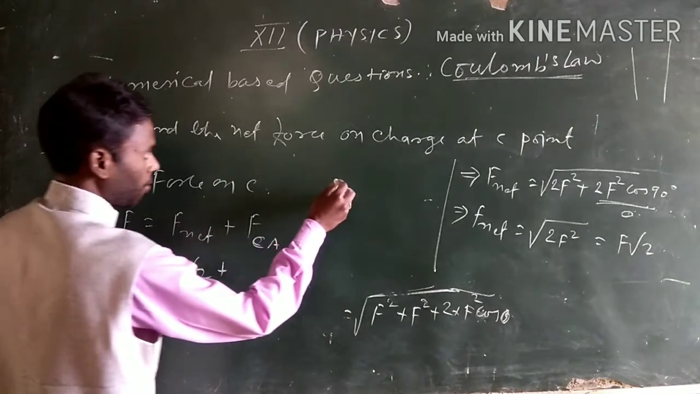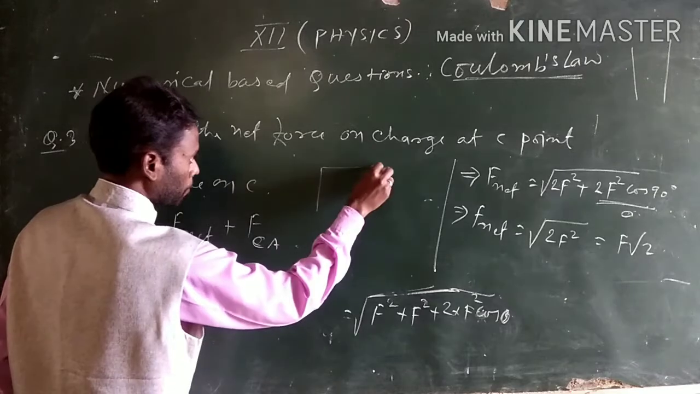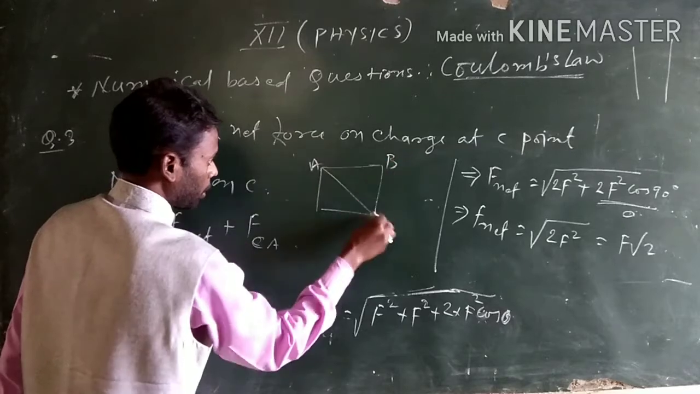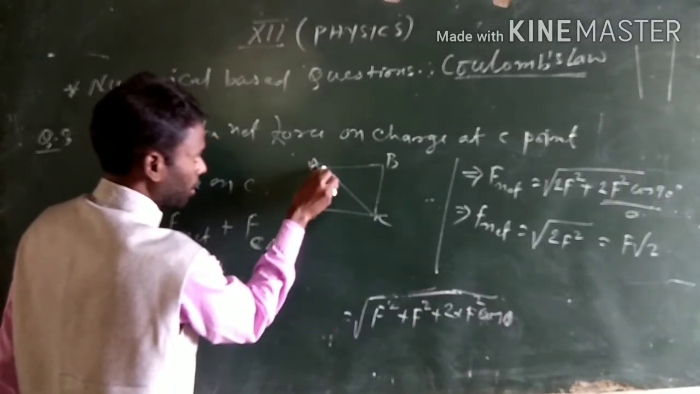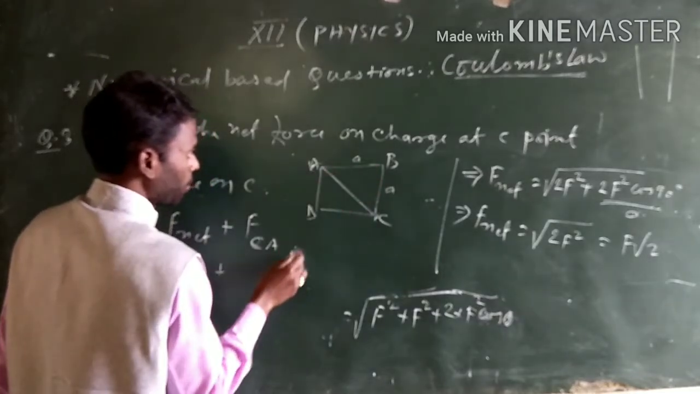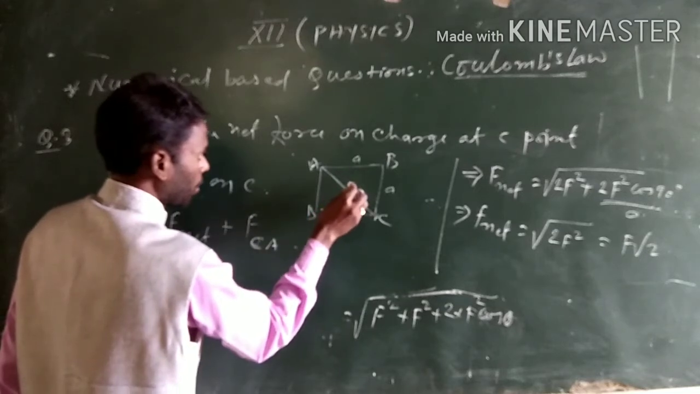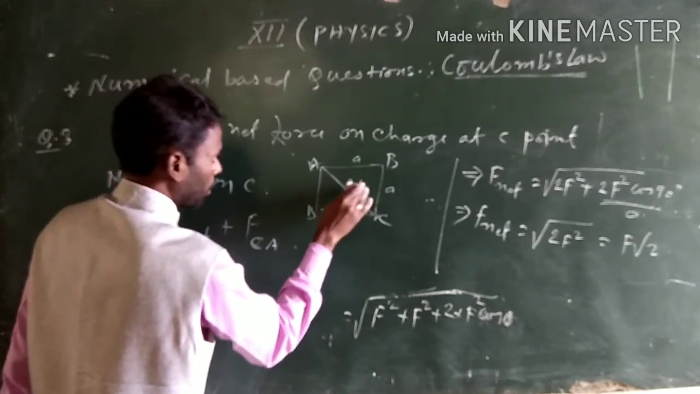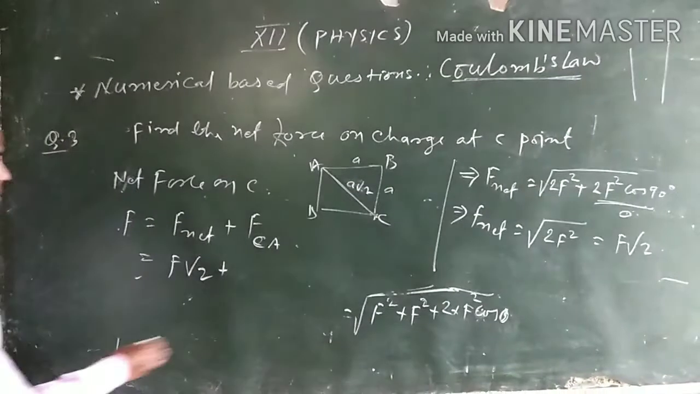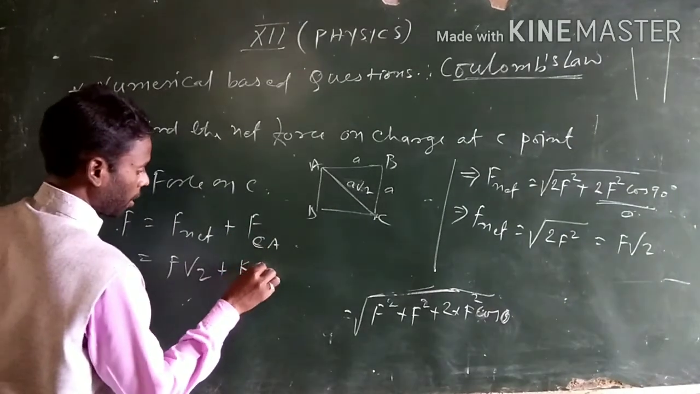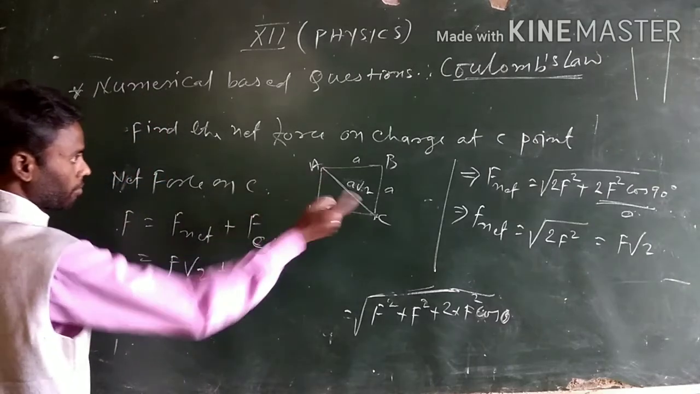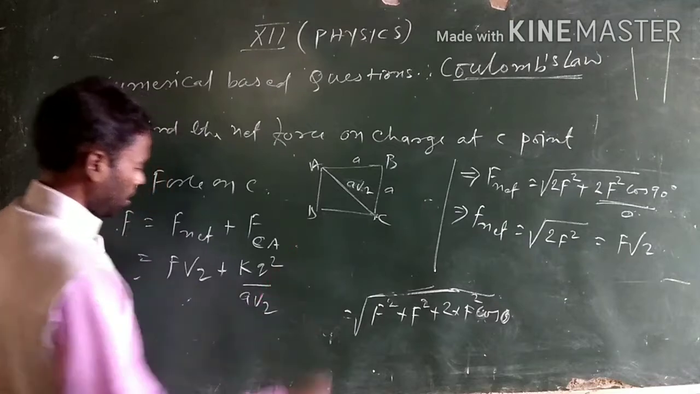That means our figure was like this, A, B, C, D. This time we have to take the distance AC. Here is A, here is A. By the Pythagoras theorem, the distance is A root 2. Yes, we can use it. Our formula will be the same, K Q square divided by, this time, the distance, which is A root 2.